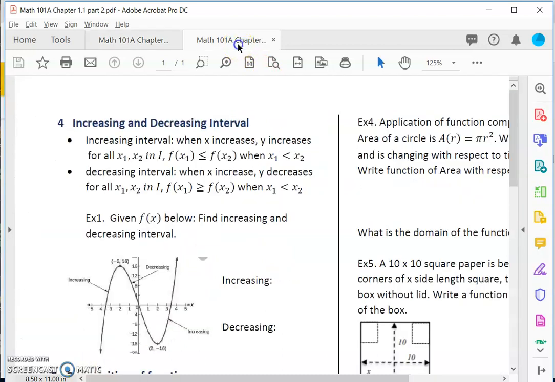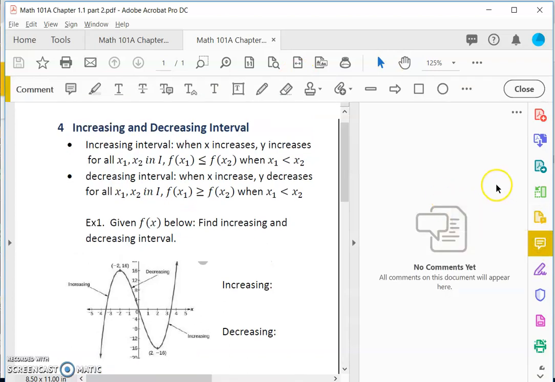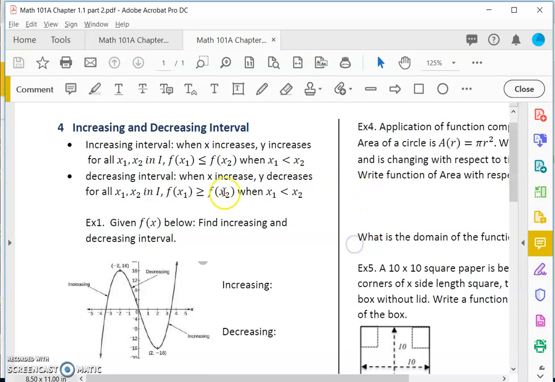Okay, so let's do the second page, which is some important properties of graphs of functions. It's increasing and decreasing intervals. So if I have a function, I'd like to know when it is increasing. What does increasing mean? That means when x increases, y also increases. That's called the interval where the function is increasing. So for some functions, the whole function is increasing, but there's some functions where it is increasing in some intervals and decreasing in some intervals. And decreasing is when x increases, y actually decreases.